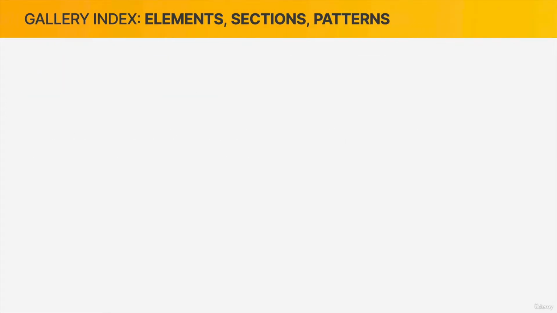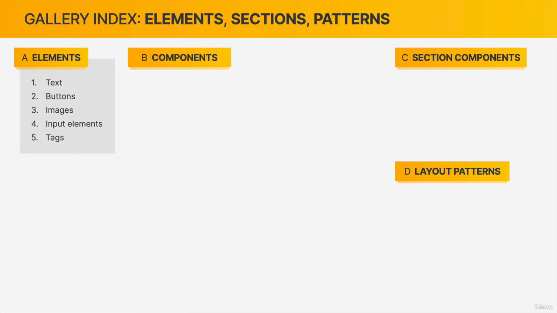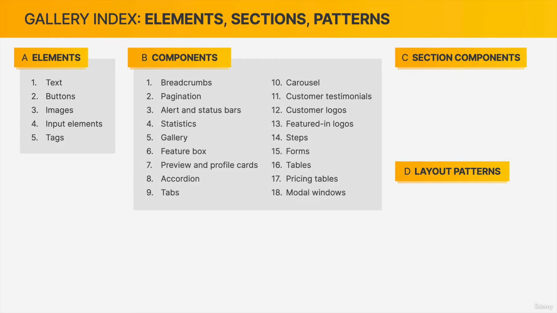All right, and so now let me show you the most common elements, components, section components, and layout patterns that exist in web design and web development. So the most common elements, I would say, are text, buttons, images, input elements, and tags. And so it is these elements that we then combine into one of these components. Now, this list here is not exhaustive. There are a lot of other components that we can and that we do use, but I would say that these are the most common components that you will see in web designs.